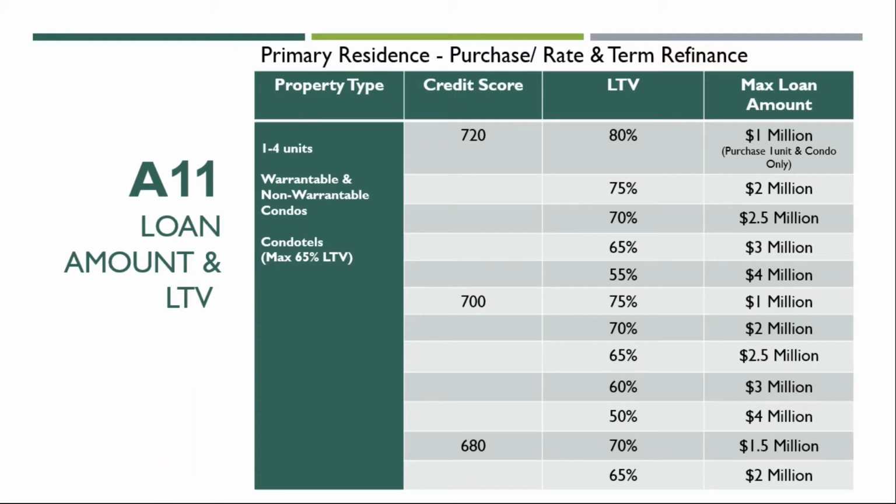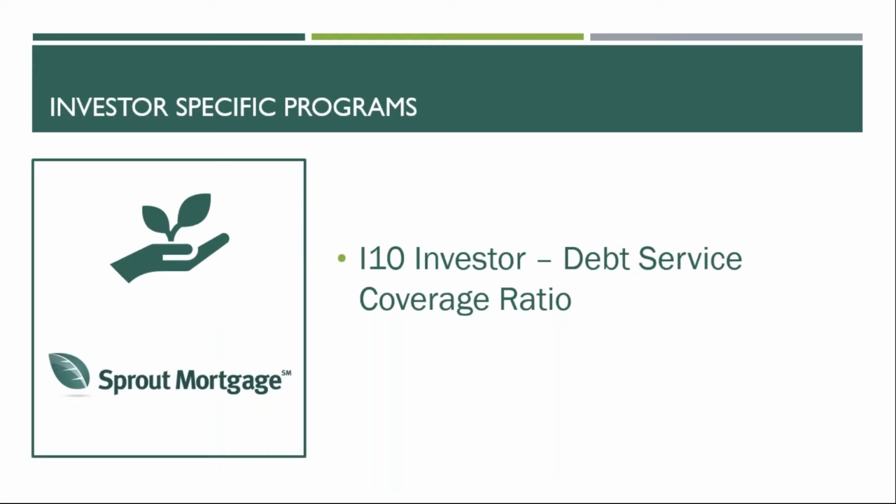The loan amount and LTV matrix is here on the A11. Again, we're showing today the purchase and rate term. The minimum FICO score is 680, and you can see we've got 700, 720, and the corresponding LTVs and loan amounts are here. Again, this will be in the PDF copy of the presentation when we forward it on later today, so you'll have the full matrix available to you. Let's move on to the I-10, which is our debt service coverage program.